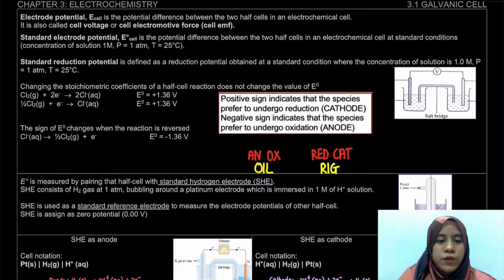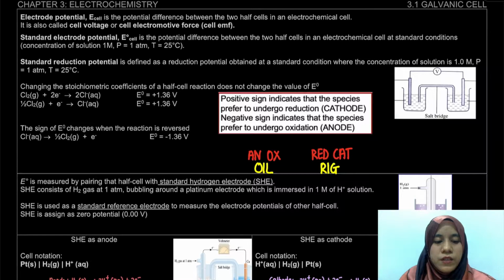Okay, so for the standard electrode potential, still the same definition, the potential difference between the two half cells, but then again, because we have standard here, it means that the reaction must occur at standard condition, where the concentration of your electrolyte must be 1 molar, the pressure of the gas must be 1 atm, and the temperature must be 25 degrees Celsius. Okay, so that's the definition.